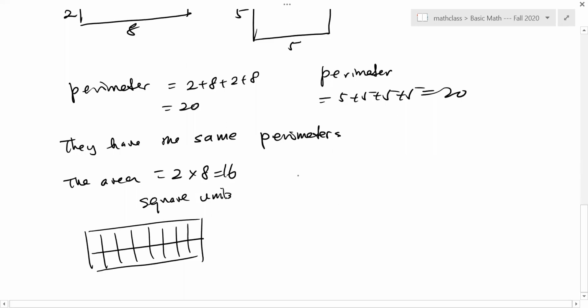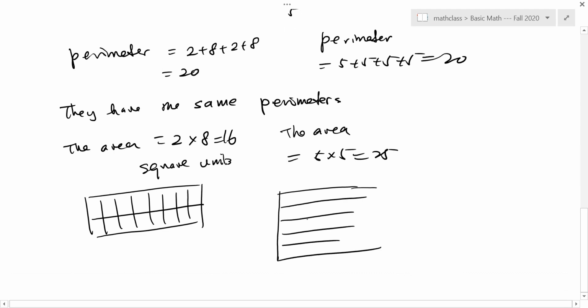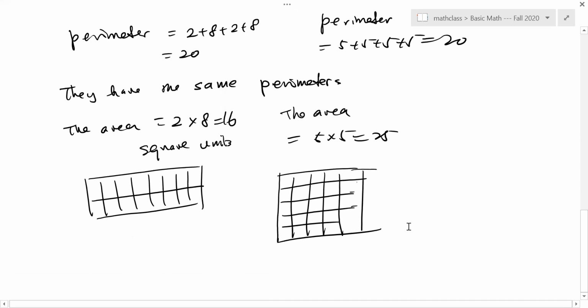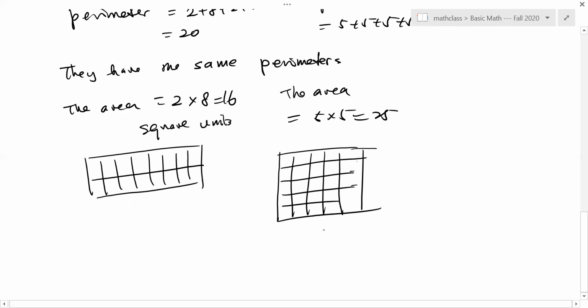But the one on the right hand side is going to be 5 by 5. It's 25. So that means it's much larger on the right hand side. 1, 2, 3, 4, 5. 1, 2, 3, 4, 5. That one contains 25 unit squares. Although both parameters are equal to 20, they have the same parameter, but one has a larger area. This one contains 25 unit squares there.